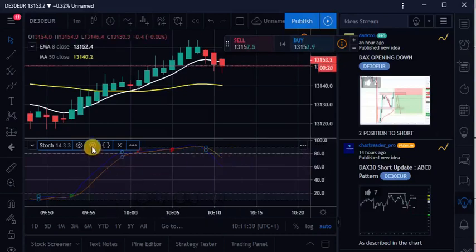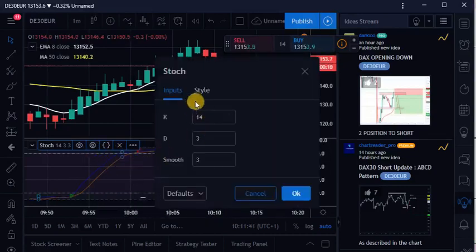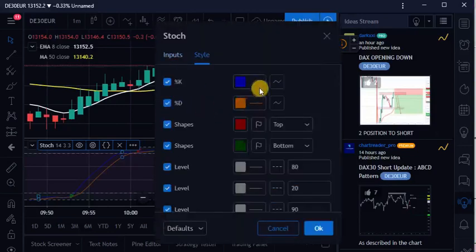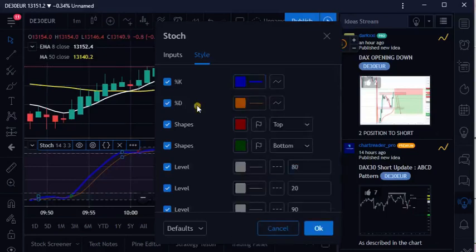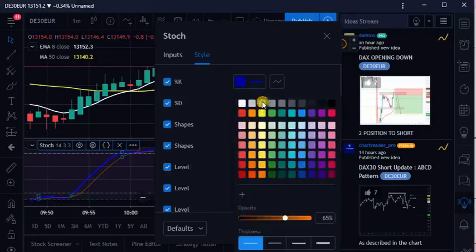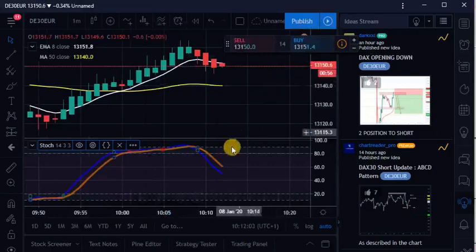Okay, let me see if I can make it thicker. The K line, let me see if I can make it thicker. Okay, let's make it thicker so that we can actually see it very well. And this line, I will make it thicker so we understand what it is. All right, so you can see it's really coming down.